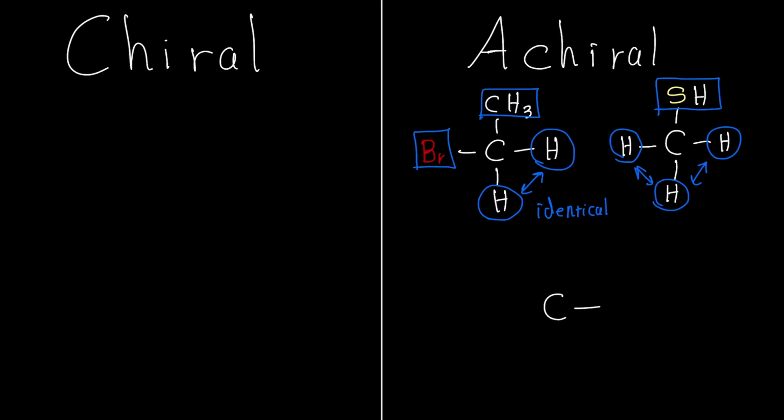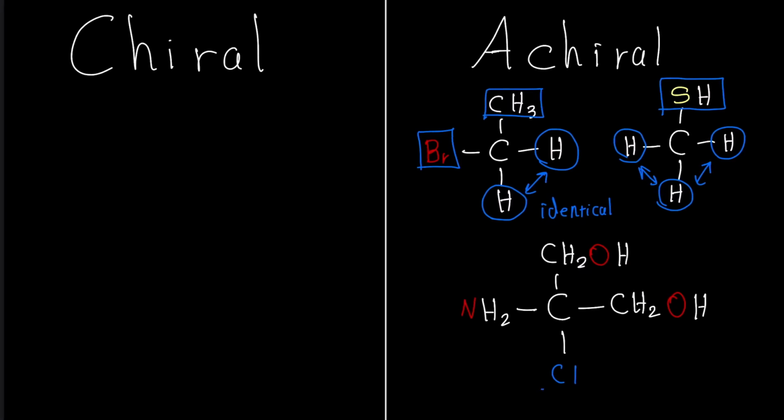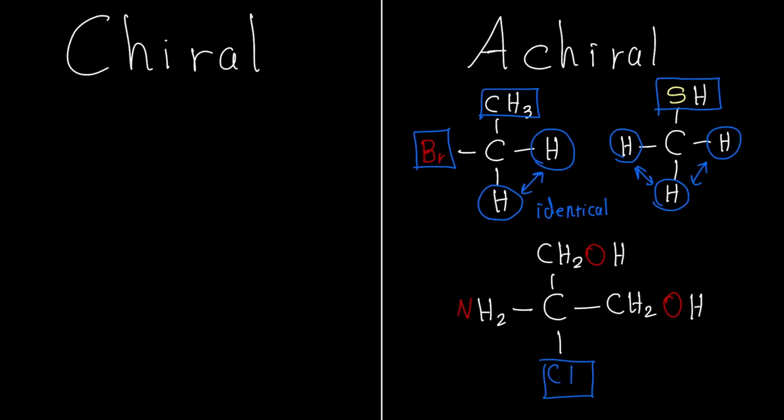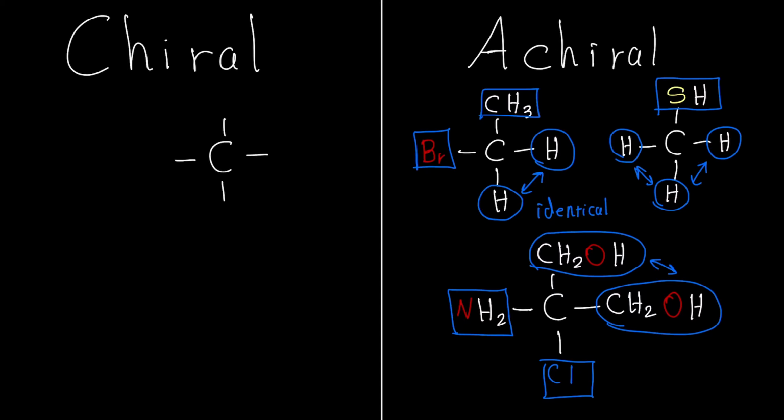The next one, just one more example. We have CH2OH, and then we have a chlorine, an amine, and then you can see here that the chlorine is fine because we only have one chlorine, and the NH2 is fine because we only have one of it, but this is not fine, we have two of them, and so this makes it achiral.